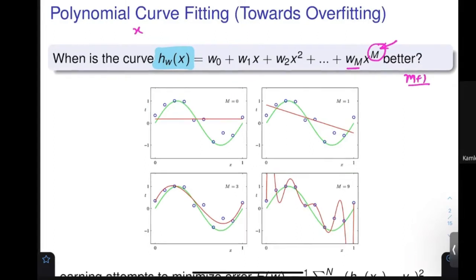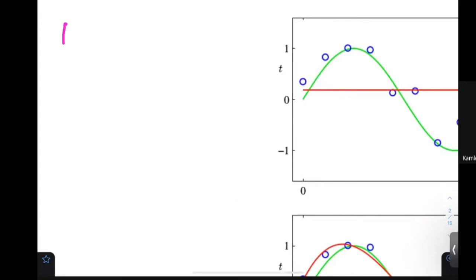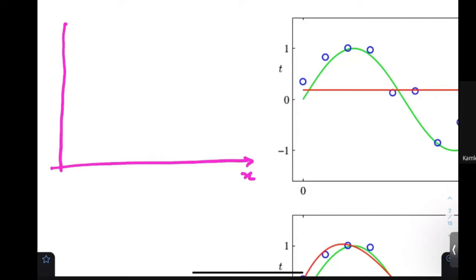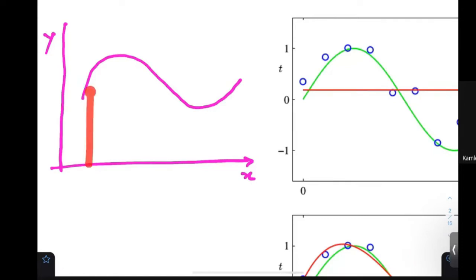Let me show you the data. Let's assume the data is like this. Since only one attribute is there, I can call it X. I don't know what the relationship between X and Y is, so let us say that the relationship between X and Y is this. What do I mean by this? For this value of X, the Y is this value. For this value of X, the value of Y is this. For this value of X, the value of Y is this. So let's assume that this is what the actual curve is.